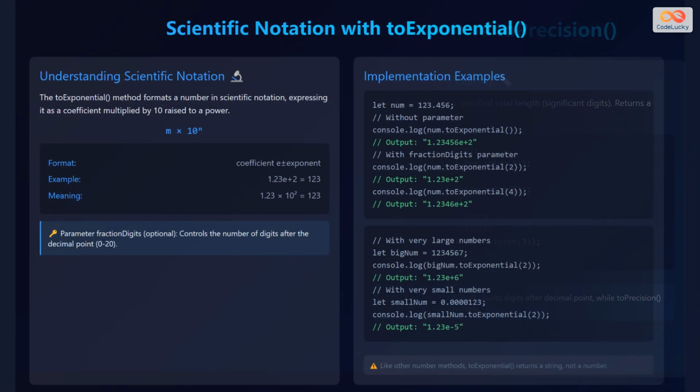A key difference to note is that toFixed counts digits after the decimal point, while toPrecision counts total significant digits. The toExponential method formats a number in scientific notation, which is a coefficient multiplied by 10 raised to a power, with the format coefficient e plus or minus exponent. For example, 1.23e+2 means 1.23 times 10 to the power of 2, which equals 123. The optional parameter, fraction digits, controls the number of digits after the decimal point with a range of 0 to 20. Like other number methods, this returns a string and not a number.